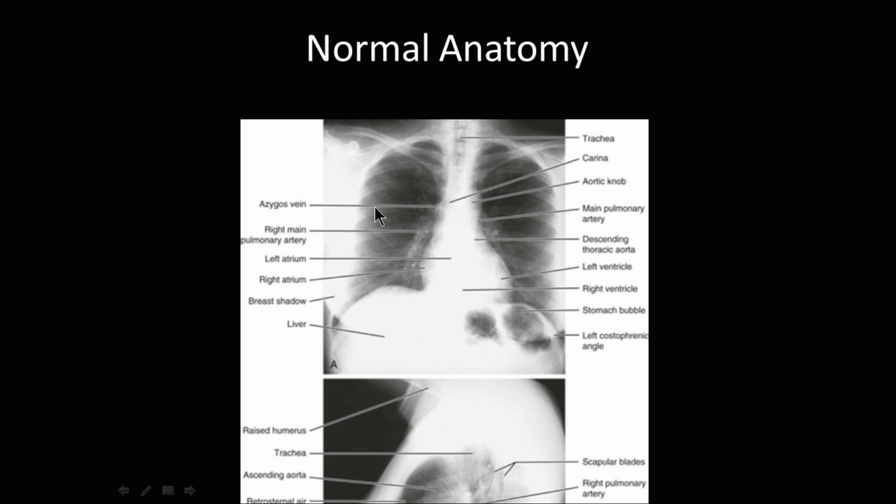And then on certain chest x-rays, if you're able, you'll be able to see the humerus and the shoulder and possibly the scapula. And then down here, this dense portion is the liver.